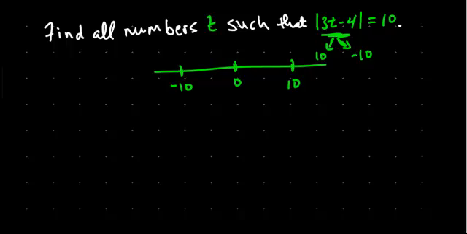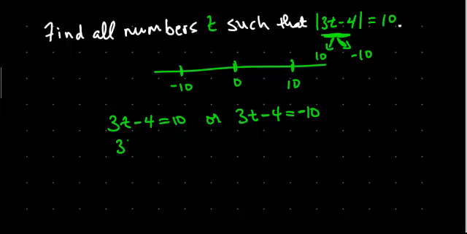That is, 3t minus 4 must equal 10, or 3t minus 4 must equal negative 10. That's the only way that it could have an absolute value of 10. If I take the absolute value of something and I get 10, that means that thing that I took the absolute value of must have been either 10 or negative 10.